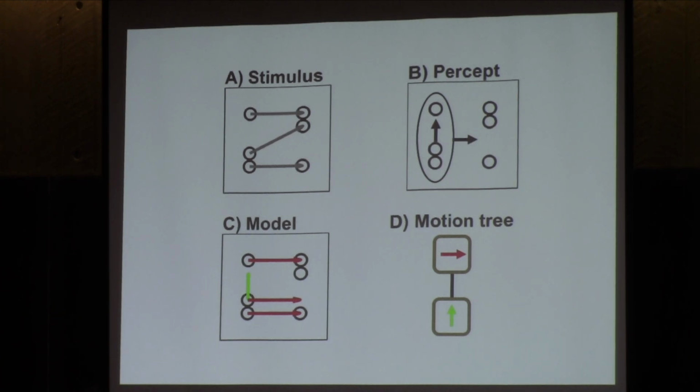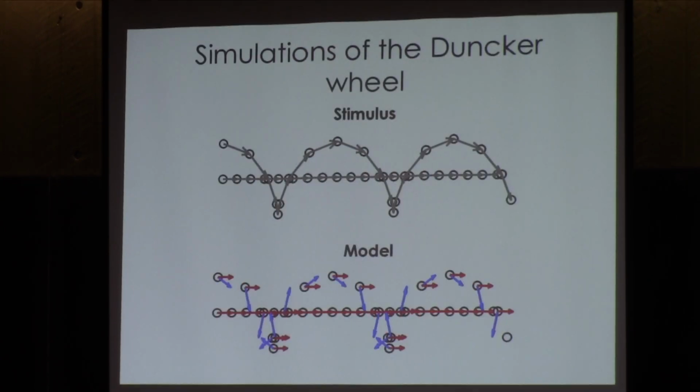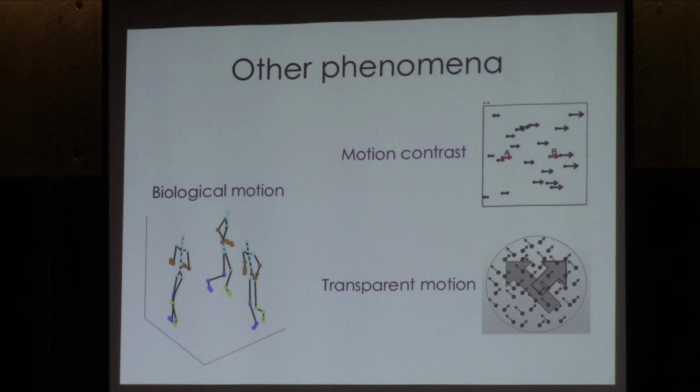And I've applied this to a number of the classic phenomena that Johansson did, for example, the one that I was showing you before. The motion tree in this case is super simple, right? It's just a horizontal component and then a vertical component nested within it. You can also get the Duncker wheel, as well as a bunch of other phenomena. Like you can apply this to biological motion, like moving skeletons, and you can get a hierarchical decomposition of the body. You can also explain various kinds of motion contrast and transparent motion phenomena, which I won't go into.